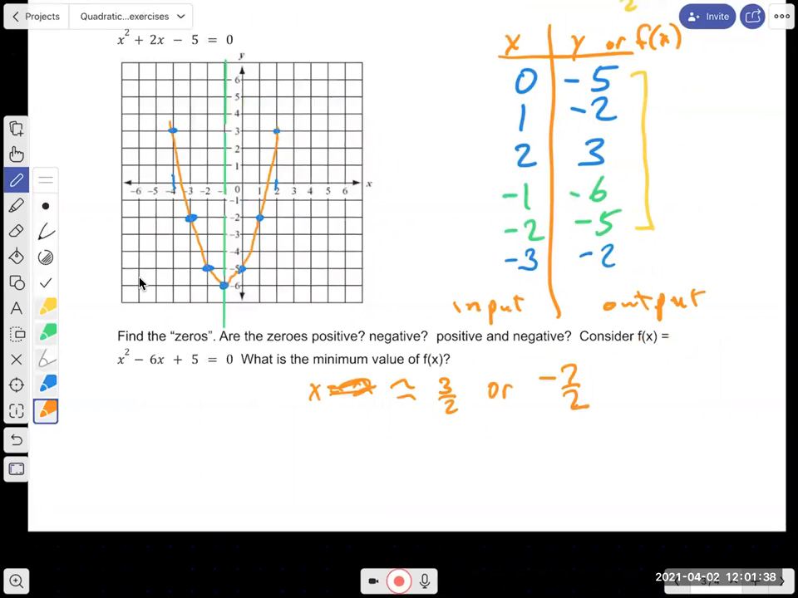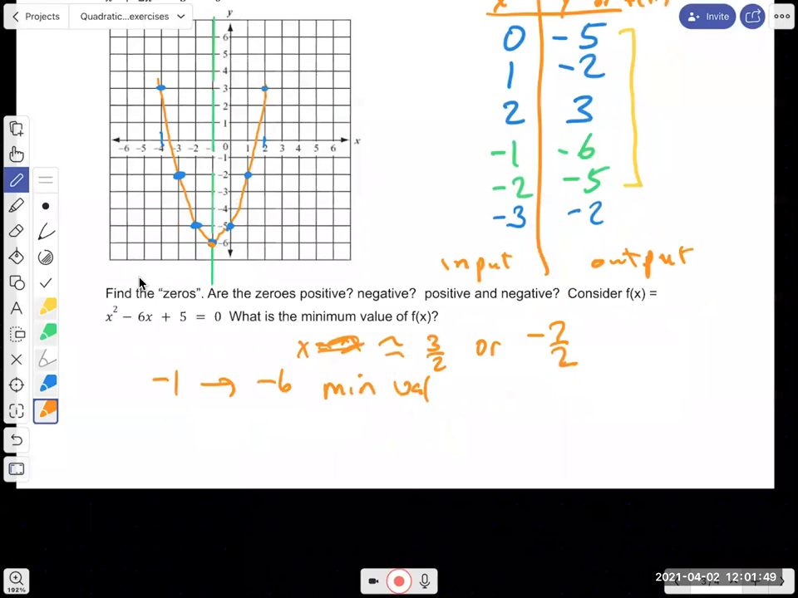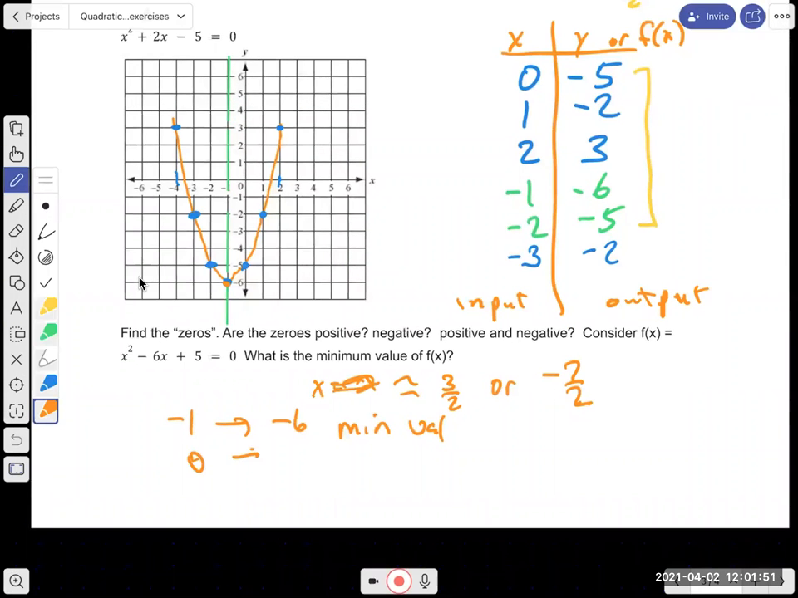But what's the minimum value? Our graph did give us that. So it looks like when we put in minus 1, we get out minus 6, and that's the minimum value. And we also found from graphing that when we put in 0, we get out minus 5. So that's our y-intercept.